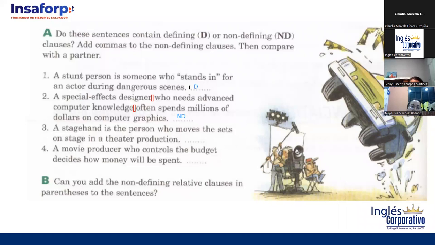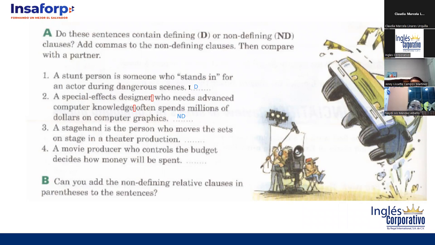Stagehand is the person who moves the sets on stage in a theater production. Thank you so much. Okay. So a stagehand is a person who moves the sets on stage in a theater production. Excellent. Very good. So what do you think, guys?